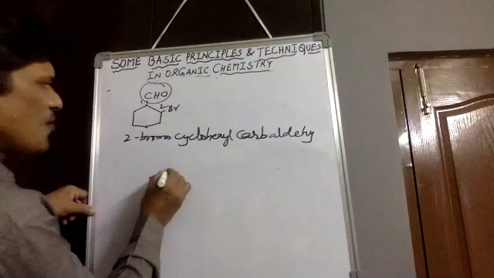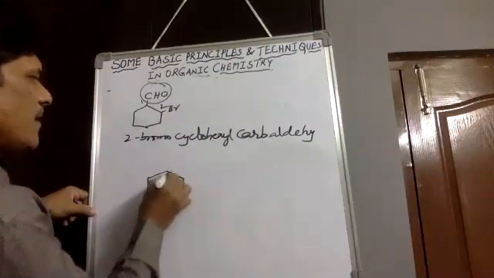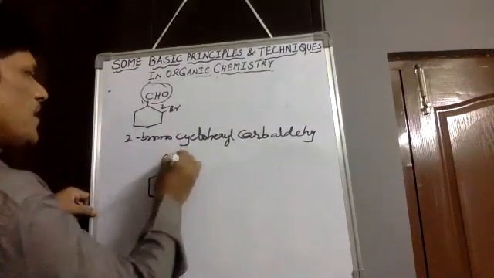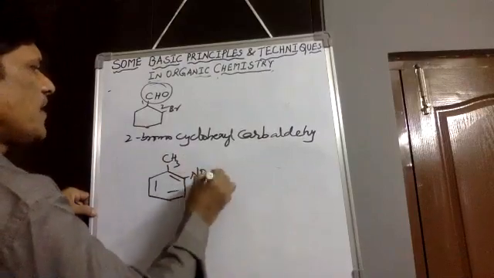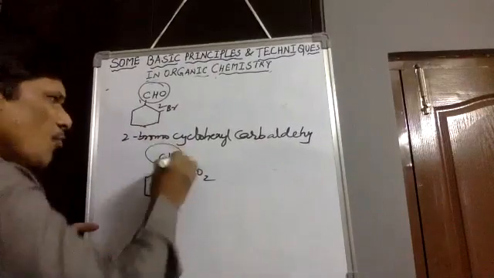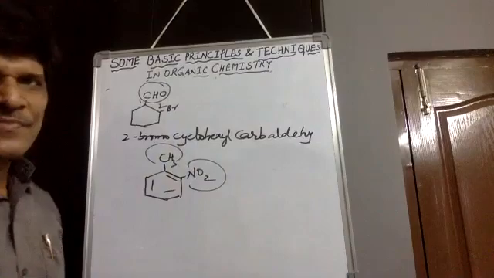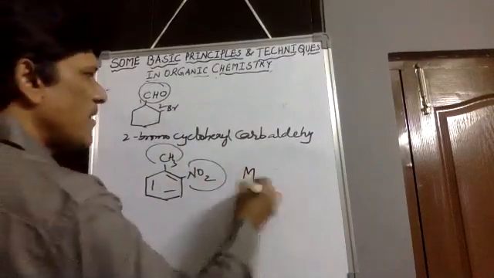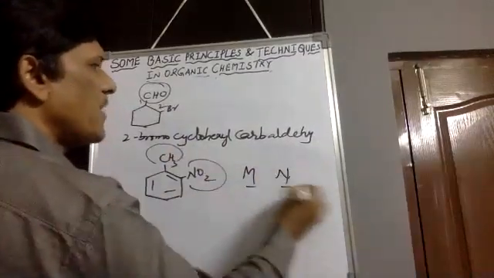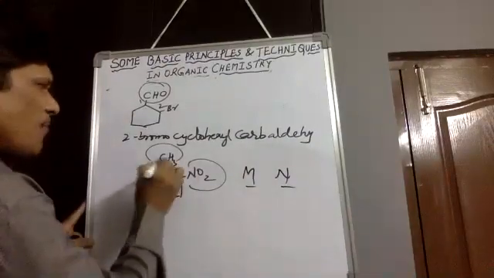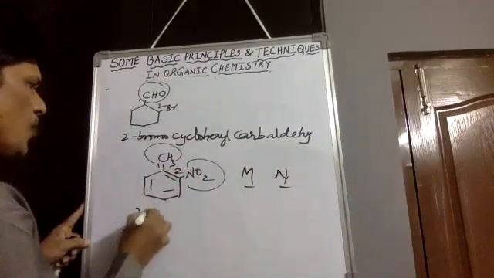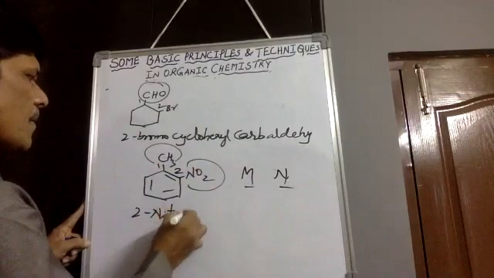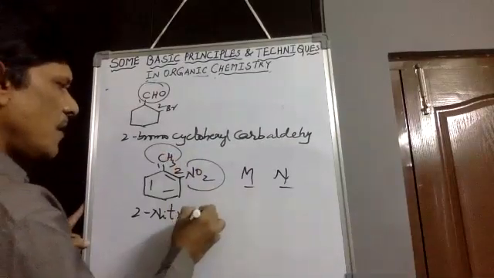Suppose we come across benzene, then benzene nomenclature, suppose one is methyl, another one a nitro group. Then methyl is given more priority than nitro because in alphabetical order, M is followed by N. Therefore, numbering we have to start here. Therefore, 2-nitro. Methyl benzene is called toluene.